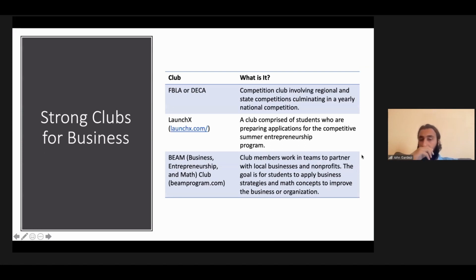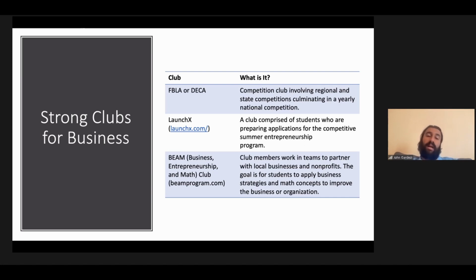If you're interested in business, some of the clubs that I like are FBLA or DECA. These are competition clubs that are nationwide. And a lot of students that I've seen go through FBLA or DECA end up even pursuing careers in business. And so I like these clubs.